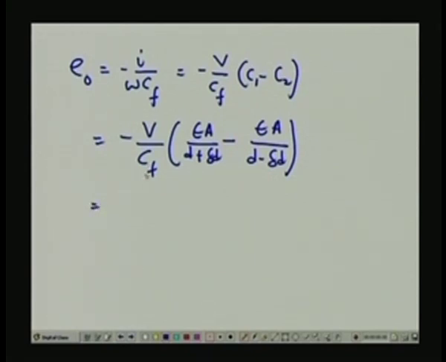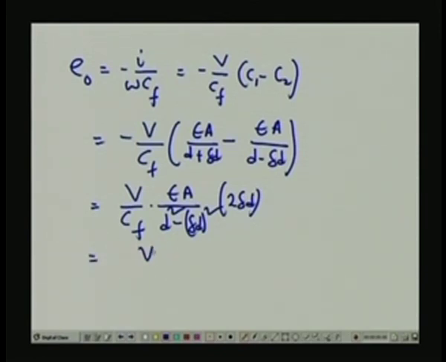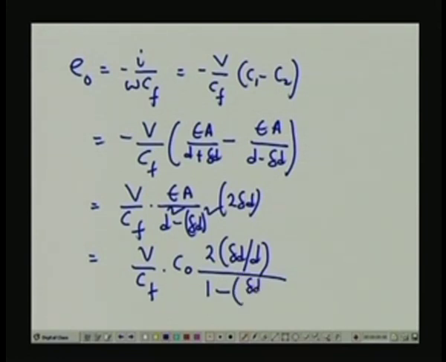So, this will become V by Cf into epsilon A upon D square minus delta D square into 2 delta D. So, this will become V by Cf into C naught 2 delta D by D upon 1 minus delta D by D whole square, right. So, this is our proof actually.